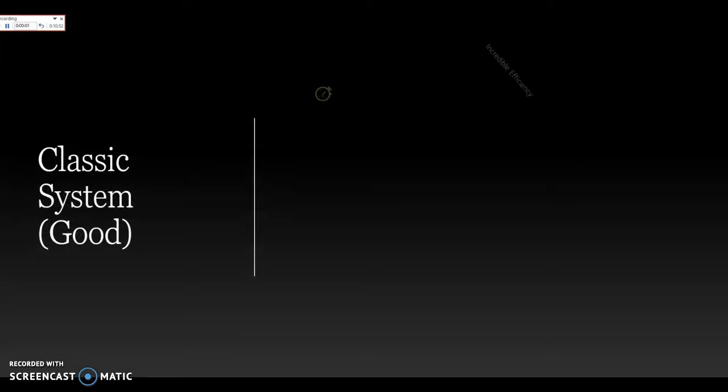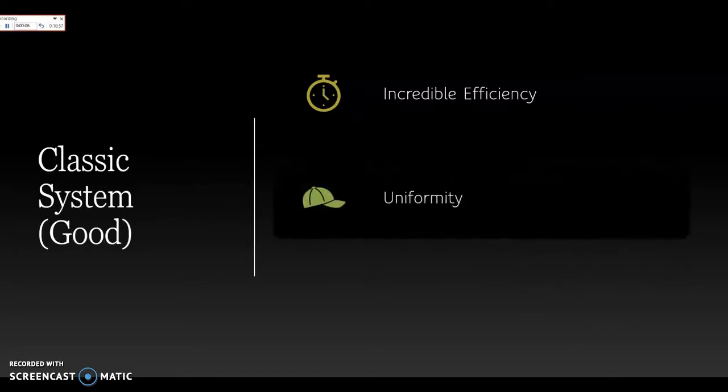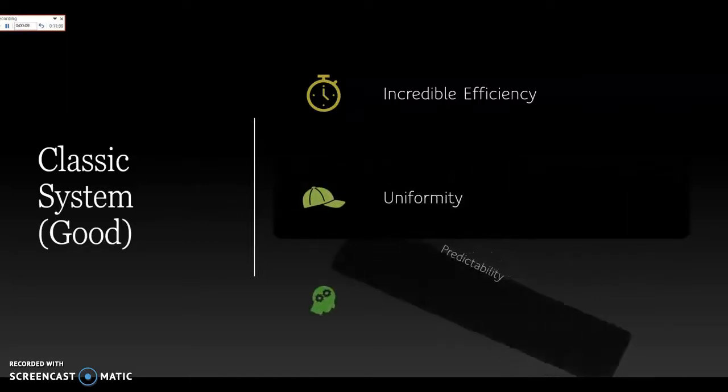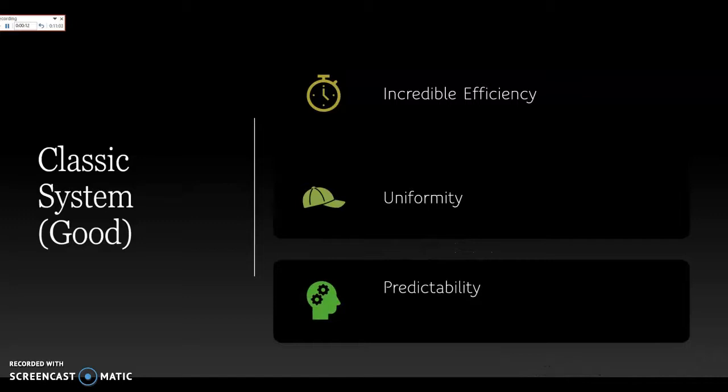But there are good things, like incredible efficiency, uniformity, and predictability. Incredible efficiency. They went from having your burger ready in 30 minutes down to 30 seconds. Uniformity, every burger was exactly the same. And predictability, you knew exactly what you were supposed to be doing, and you got the product. Even now, if you go to a McDonald's in Japan, it's going to taste exactly the same as anywhere in downtown USA. It all is very predictable, and it's very comfortable because of that.